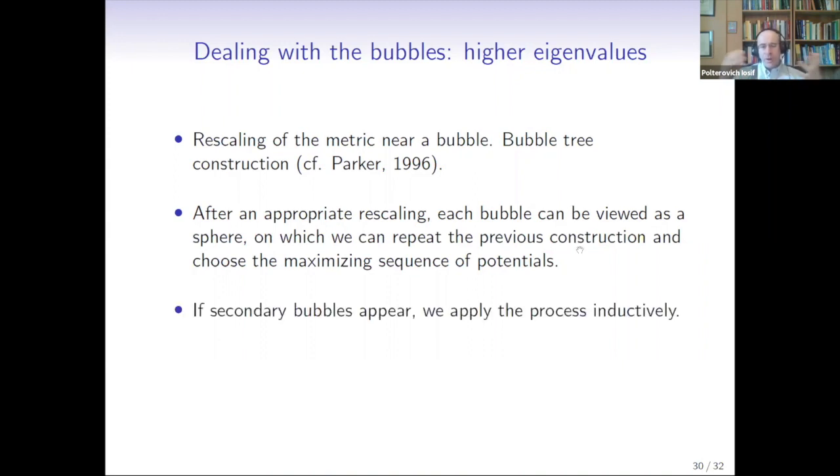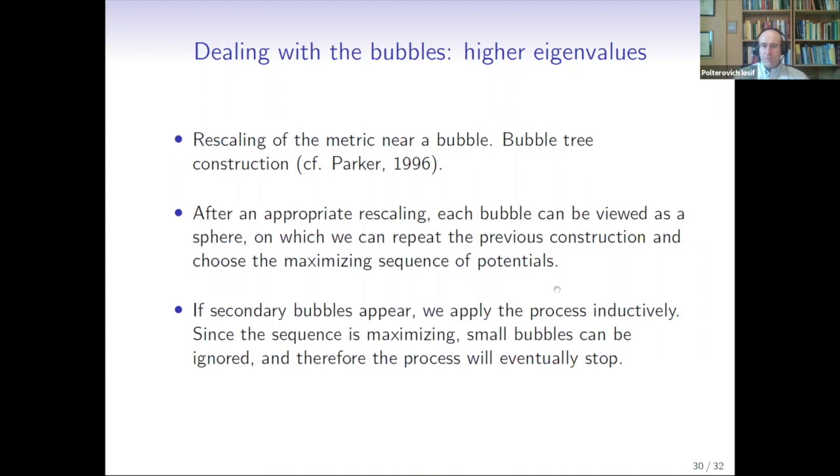And then if you have the secondary bubble, then we apply the process inductively. And you have to show that at some point this process will terminate, which is indeed the case because you can show that small bubbles can be ignored. So on a naive level, if you have a very small bubble, so a very small sphere, then the spectrum, like the eigenvalues that will be produced by the sphere, will be very large. So they will be larger than the maximizer you're looking at, and therefore they're irrelevant. So it's better from the maximizing perspective to disregard those so that there are no small bubbles, and that allows you to control this process.